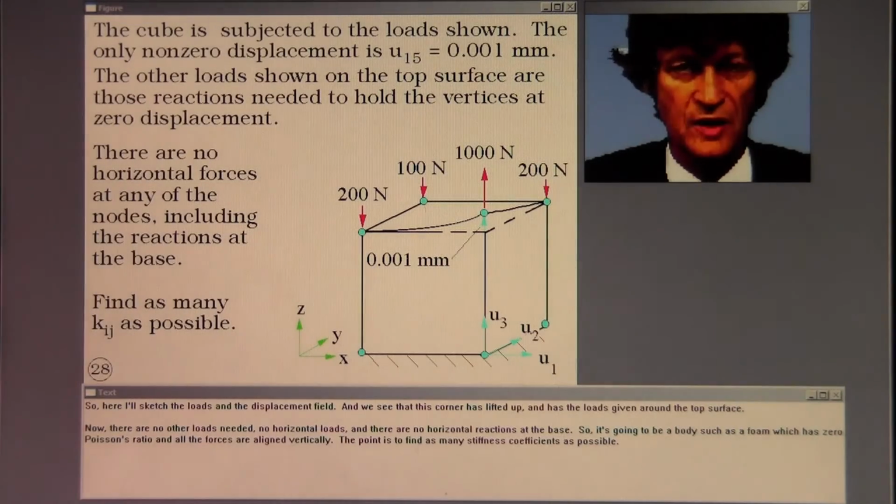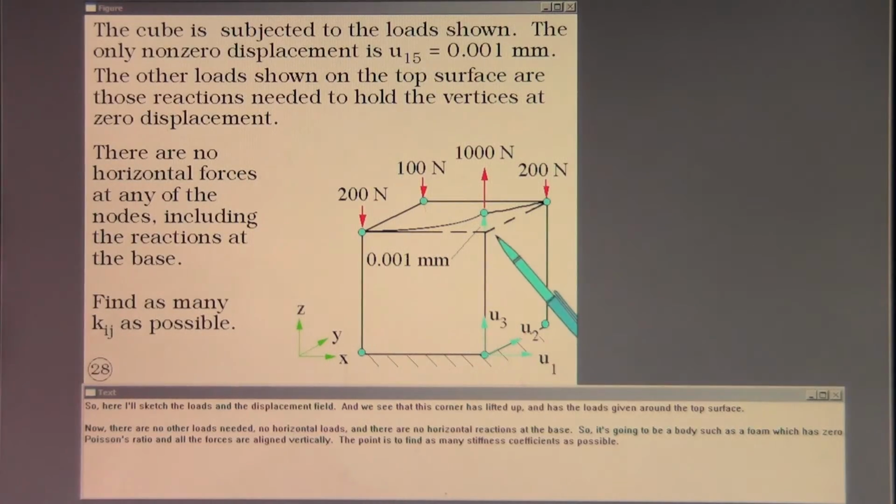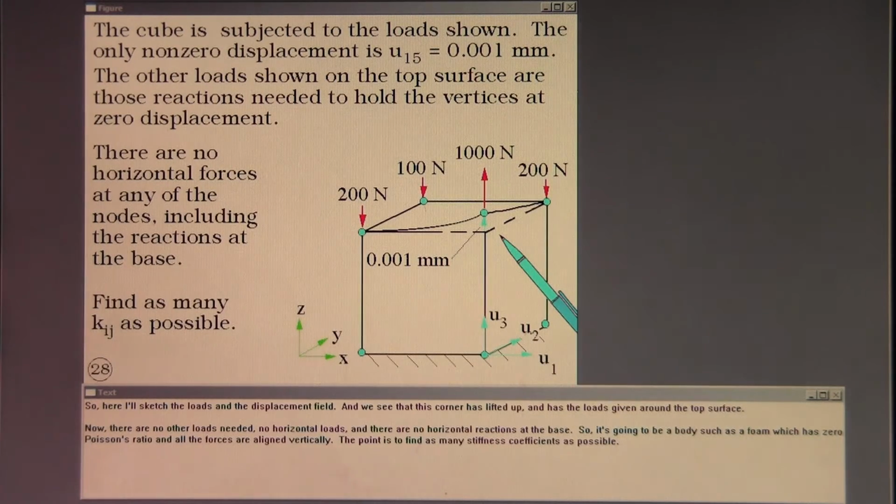So here I'll sketch the loads and the displacement field. And we see that this corner has lifted up and has the loads given around the top surface. Now there are no other loads needed, no horizontal loads, and there are no horizontal reactions at the base. So it's going to be a body such as a foam which has zero Poisson's ratio and all the forces are aligned vertically. The point is to find as many stiffness coefficients as possible.